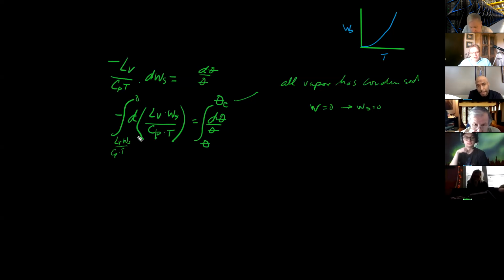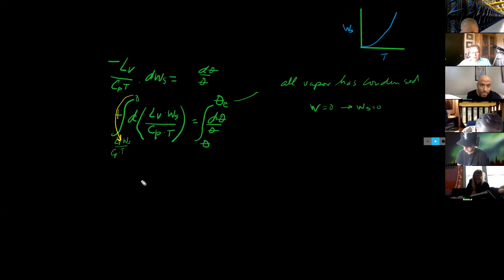Now, when I do this integration, this is really simple. It's just this value minus this, but there's a minus sign. Watch carefully: you could have gone plus, and then switched the limits of integration. Anytime I take a plus or a minus in the integration, I'm flipping the limits of integration. It's this minus that or that minus this. So the left-hand side just becomes LV W sub S over CP T.